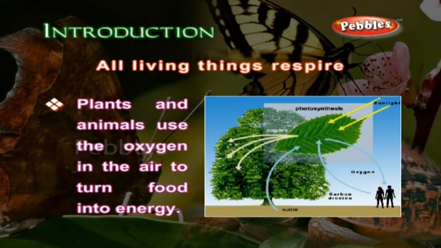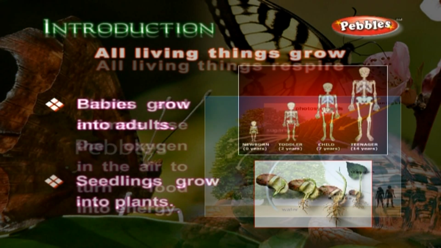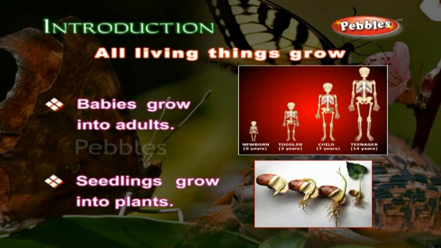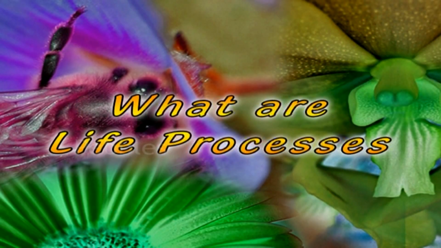All living things respire. Plants and animals use the oxygen in the air to turn food into energy. All living things grow. Babies grow into adults. Seedlings grow into plants.